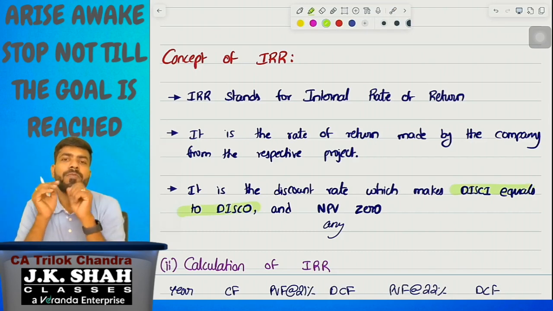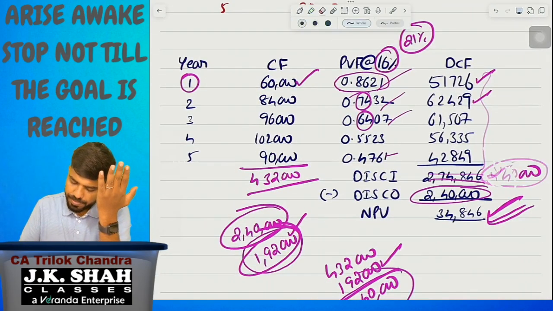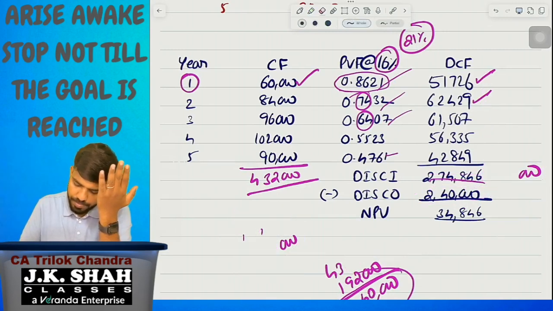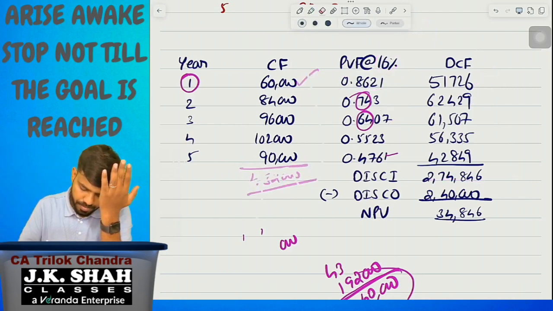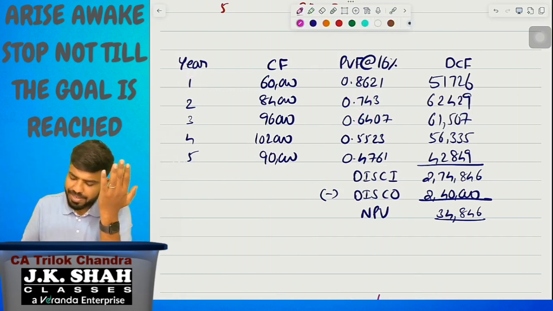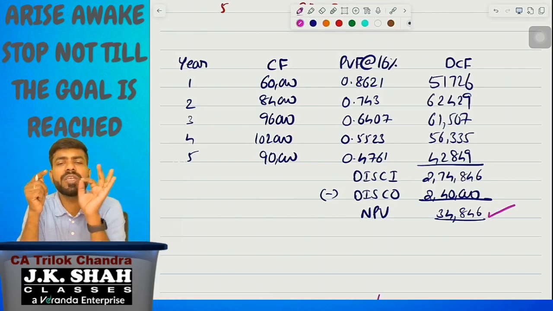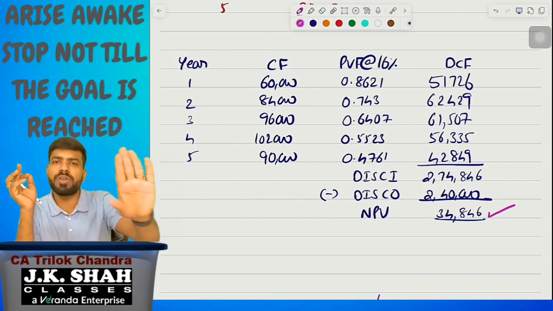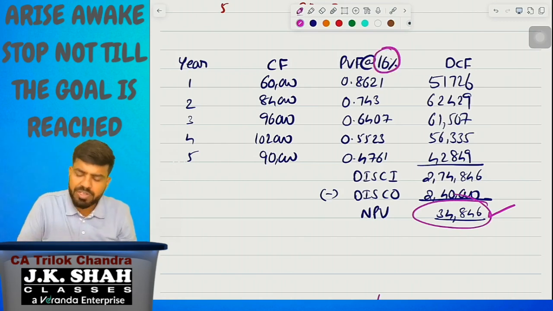Let me go back to the NPV. Look at here. The NPV we calculated is 34,846 rupees. I already told you, while calculating NPV, discount the cash flows using cost of capital. I clearly explained the logic for that in the NPV video. Now listen to me. Here I am getting a positive NPV of 34,846 rupees when discounting using cost of capital.